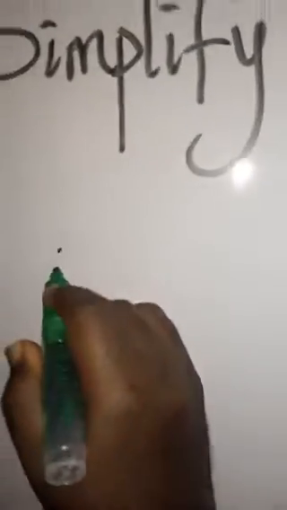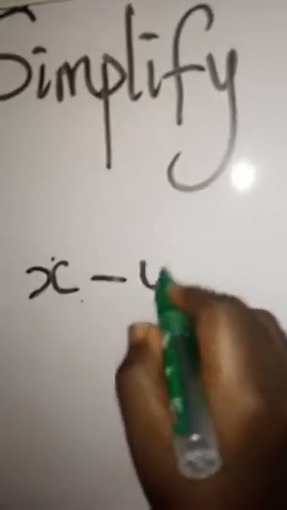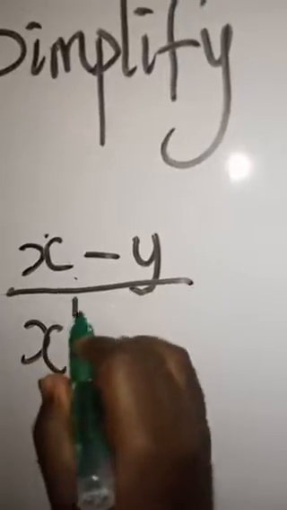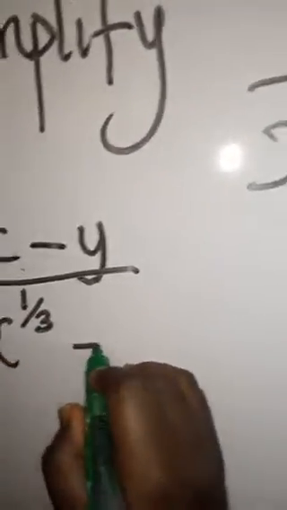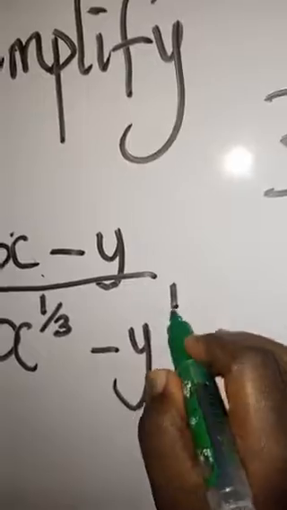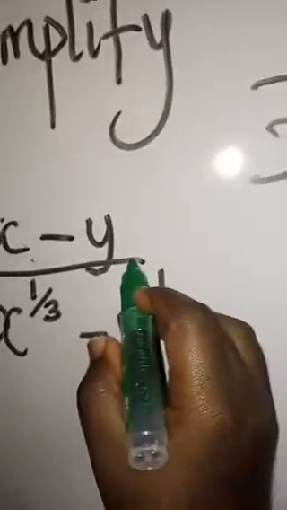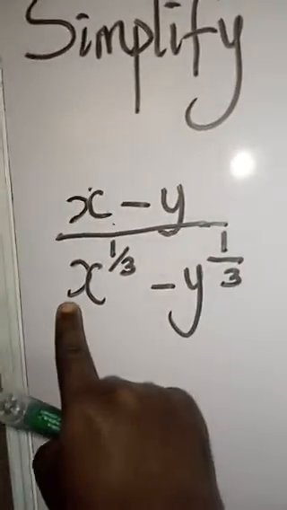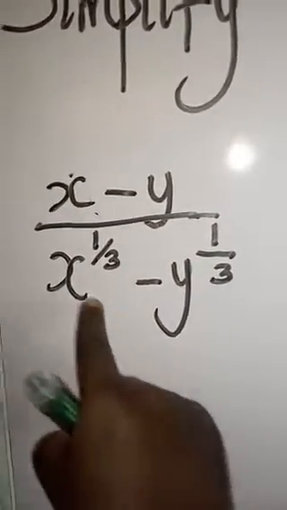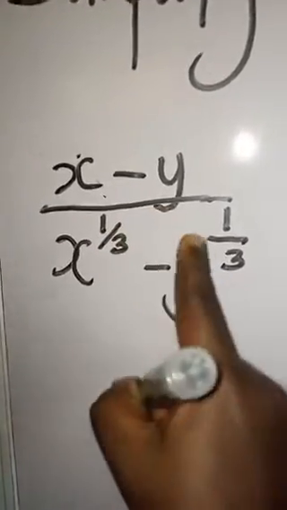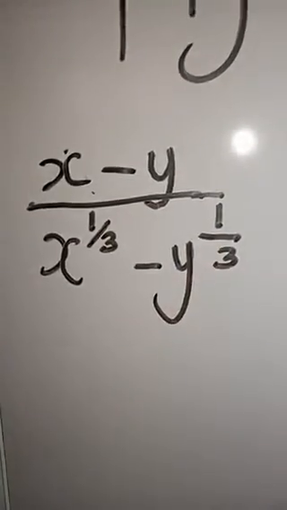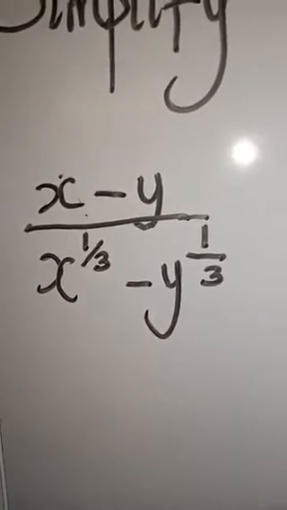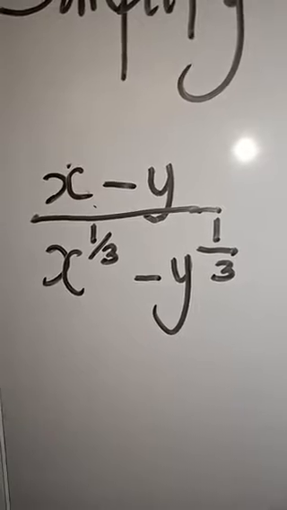In my previous videos, I have discussed how to rationalize surds. To rationalize surds, we need to multiply both the numerator and the denominator by its conjugate. Now, the conjugate of this denominator is x raised to power 1 over 3 plus y raised to power 1 over 3. For more understanding on rationalization of surds, please watch my previous videos.